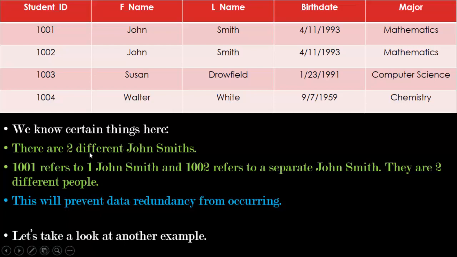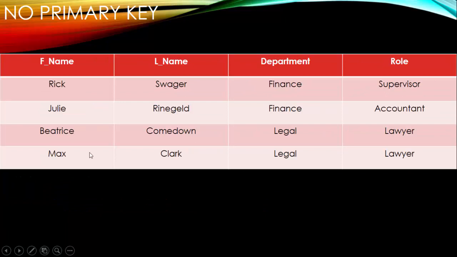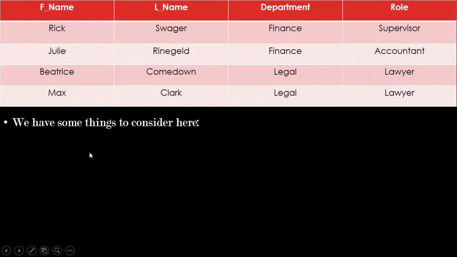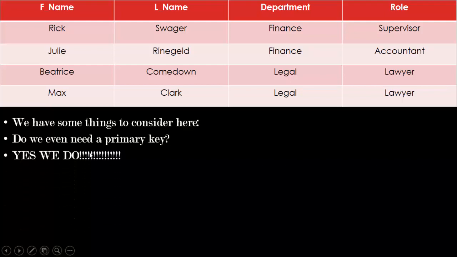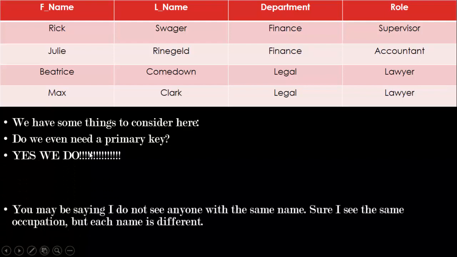Let's take another look at another example without a primary key. So here we have first name, last name, the department they work in, and the role. So we have Rick, we have Julie, we have Beatrice, and we have Max that work at some company. Now, we have some things to consider here. Do we even need a primary key? Well, I see everybody has a different name. Everything looks good. We don't need a primary key. Wrong. We do need a primary key.